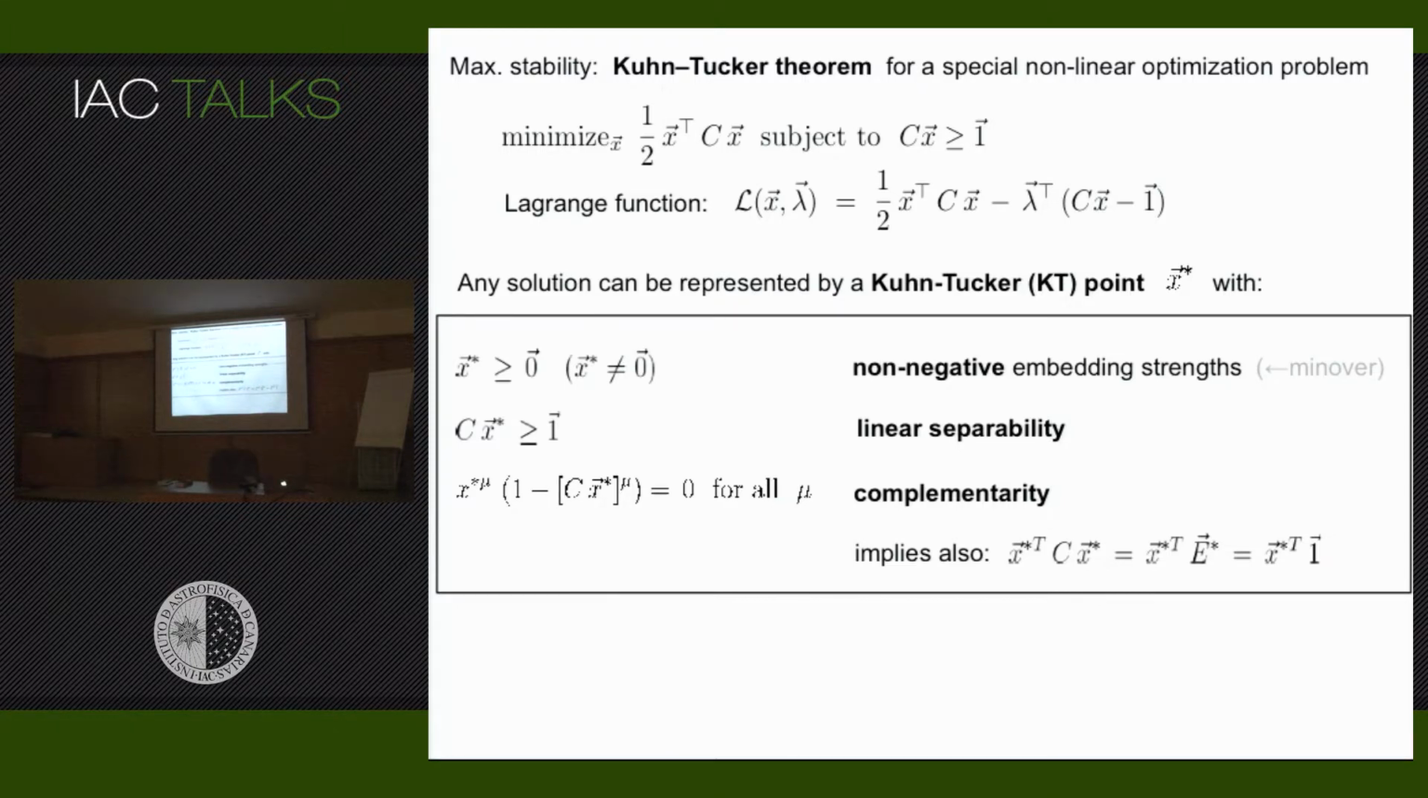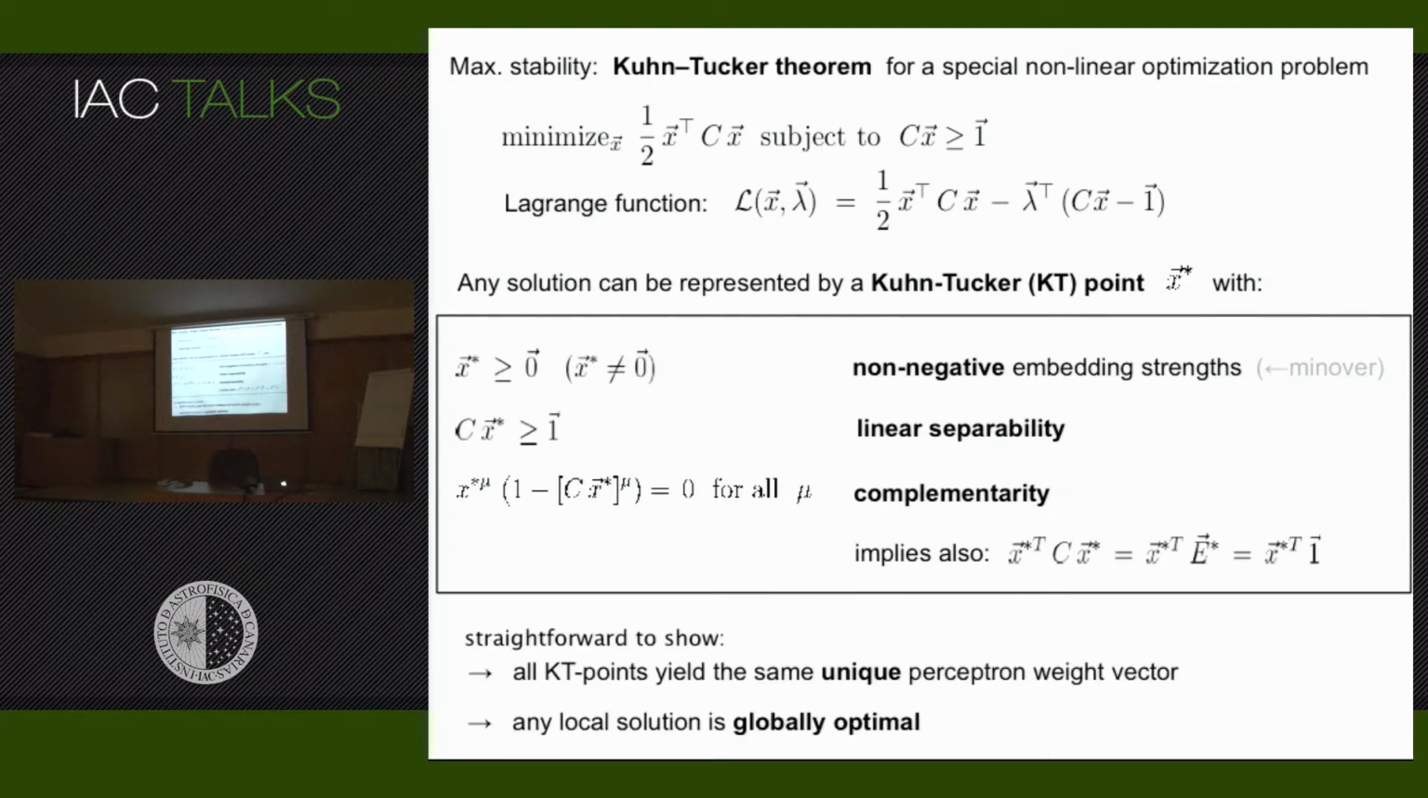If you work it out, it also implies that the quadratic form simplifies and xCx becomes x transpose times the 1 vector, just the sum of the x's. This is all pretty much magic, but if you work it out and you apply the KT theorem, you find these amazing properties of the solution of the maximum stability problem. You can use these to also show, which is most important, that all KT points, all Kuhn-Tucker points that satisfy this set of conditions, the necessary conditions for an optimum, correspond to the same weight vector. So any solution that you find of that problem, any so-called local solution that satisfies these conditions, is a global solution. This is a nice property of the maximum stability problem. You find a solution, you know it's the global solution. That's very rare in optimization.